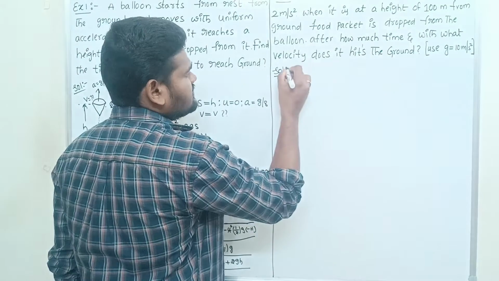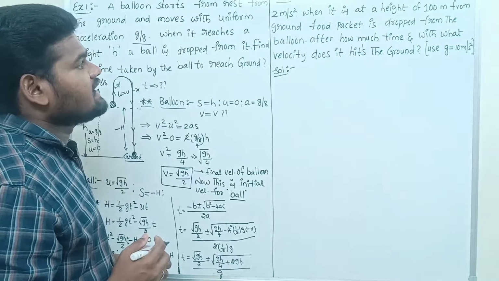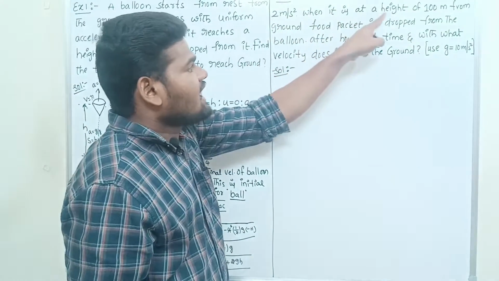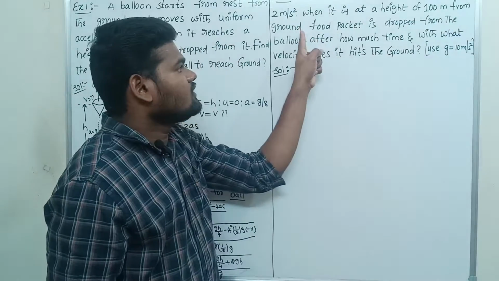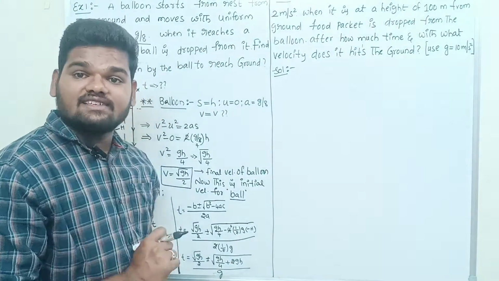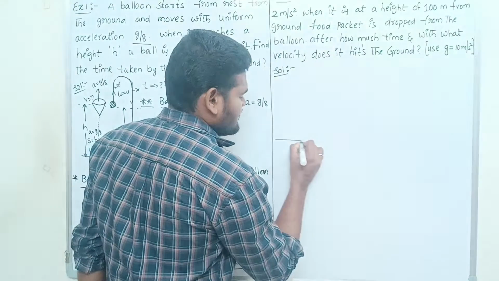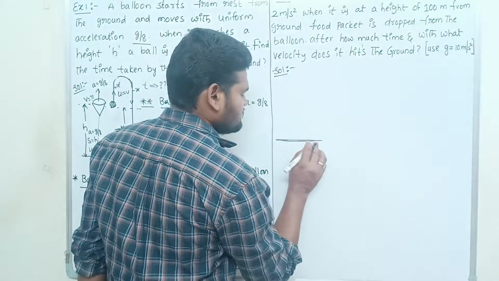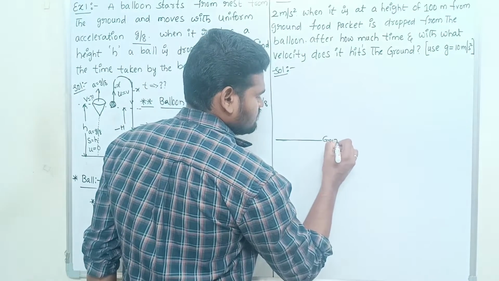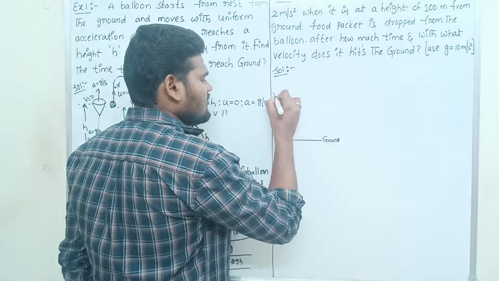Okay. Second question. Have a look at what they have given. A balloon ascending at a constant acceleration of 2 meter per second square. When it is at a height of 100 meters from the ground, a food packet is dropped from the balloon. Okay, is it clear? Let's draw the diagram. From the ground, let us consider this is the ground. From this ground, the balloon is moving in an upward direction.